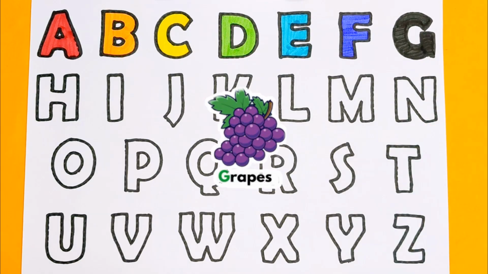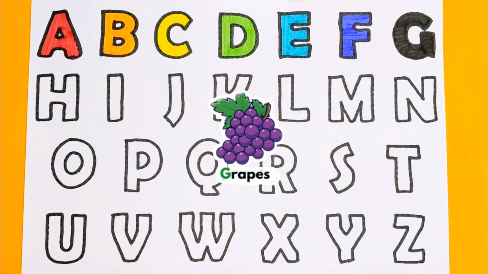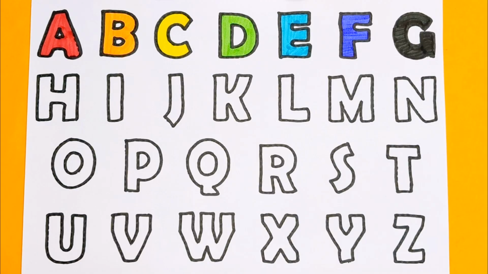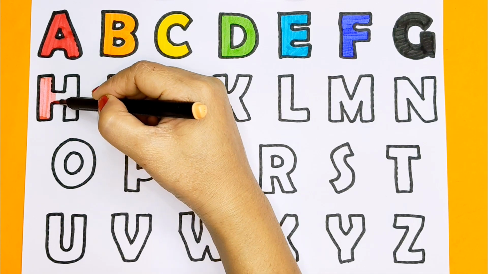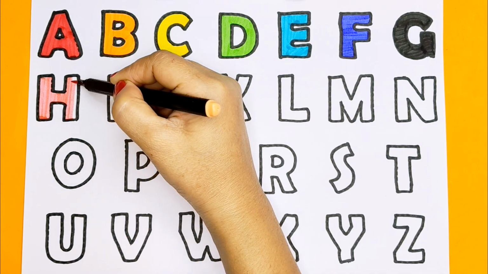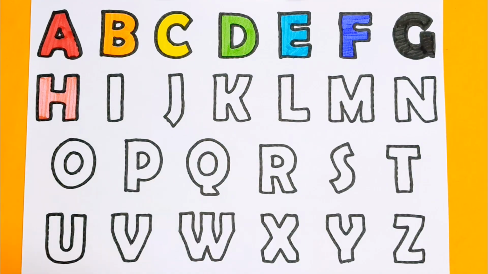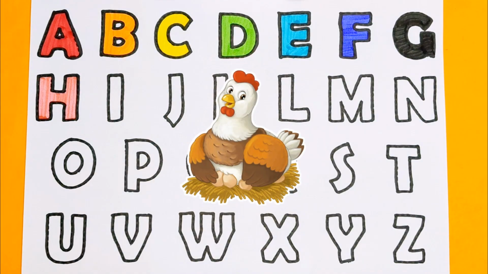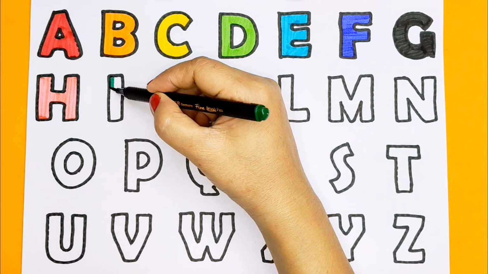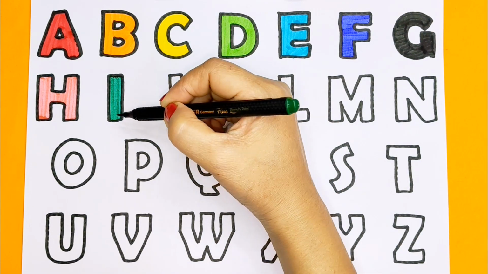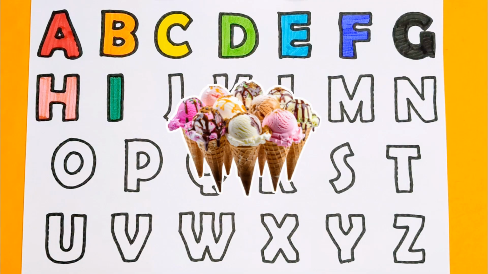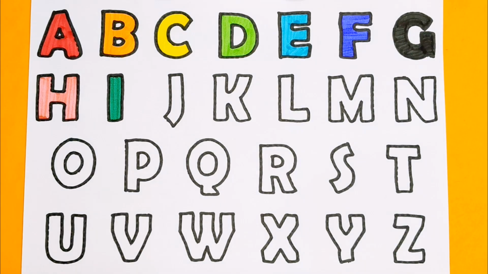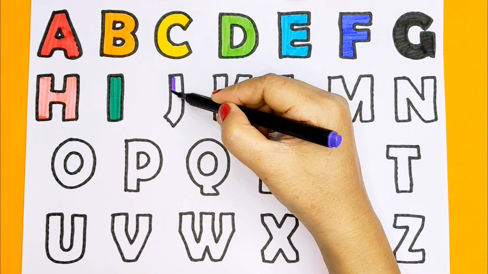G. G for crabs. Peace pink color. H. H for hen. Dark green color. I. I for ice cream. Purple color.